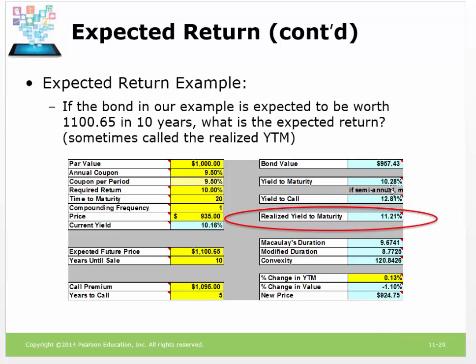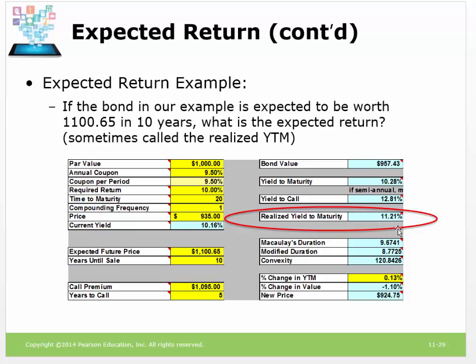So now let's look. There is a place to input this data. The expected price, $1,165. It's going to be 10 years when I sell this. What's the realized yield to maturity?